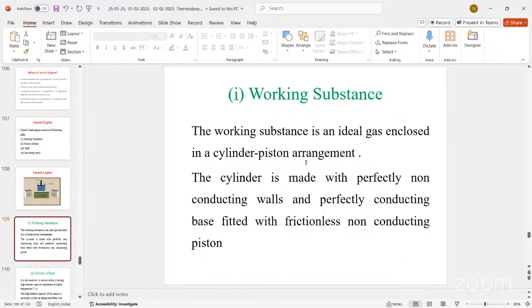The working substance is the ideal gas, enclosed in a cylinder with a piston arrangement. The cylinder is made with perfectly non-conducting walls and a perfectly conducting base, with a frictionless, non-conducting piston. Here we take frictionless and non-conducting.